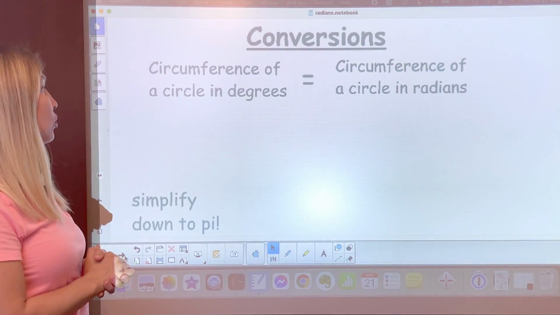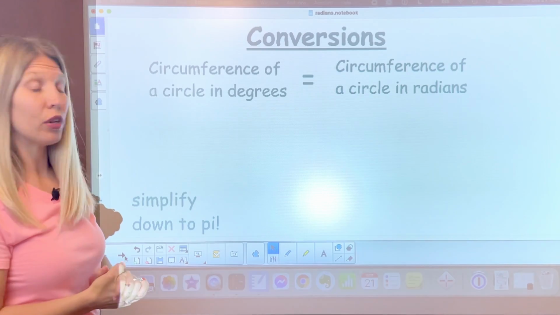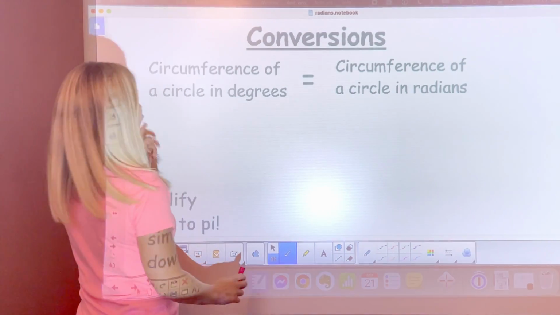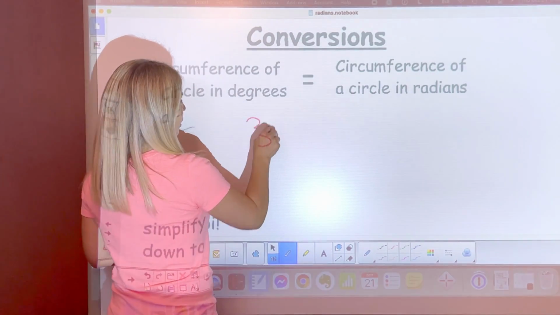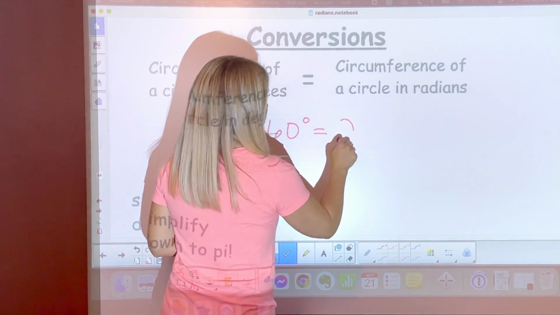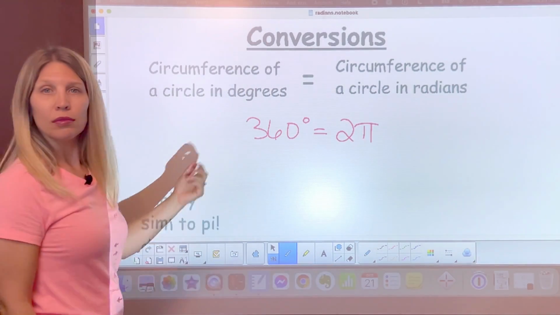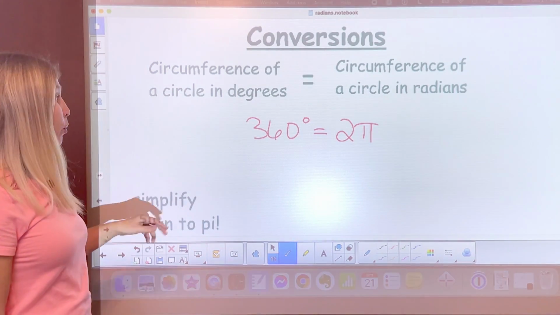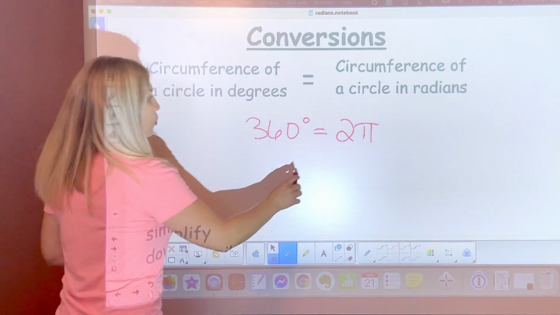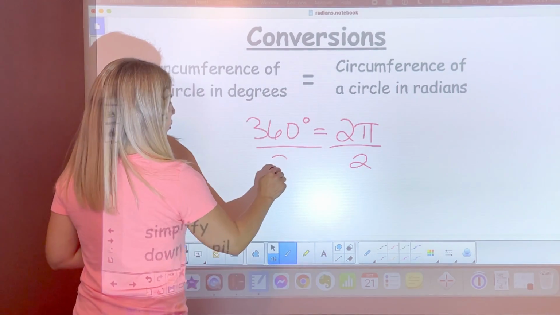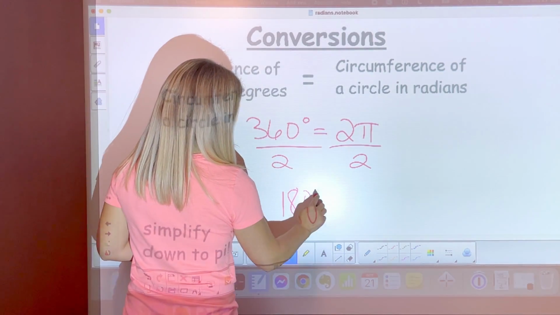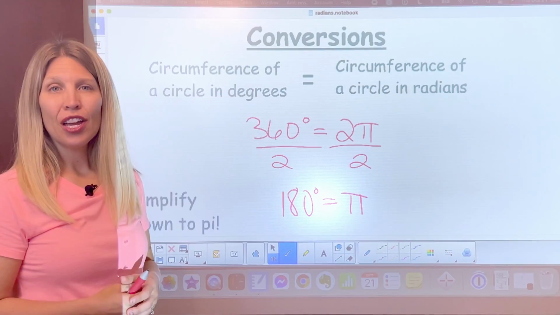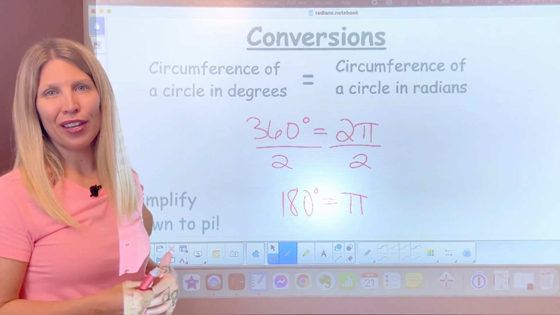The circumference of a circle in degrees and the circumference of a circle in radians, which we already discussed on the previous page. So 360 degrees equals 2 pi. That's the full circle for both of those. Now we're going to simplify down to pi. To simplify down to pi, we're going to divide by 2. 180 degrees equals pi, which should make sense to you because we just labeled that on the other page in the unit circle.